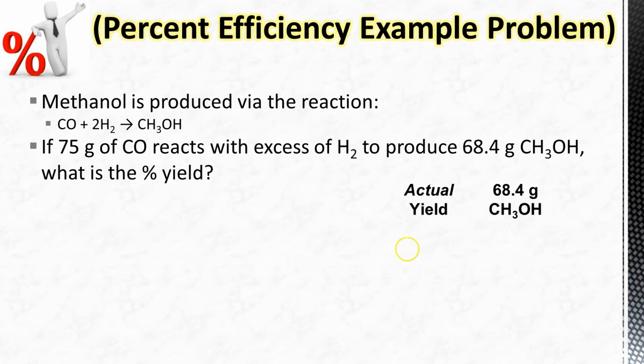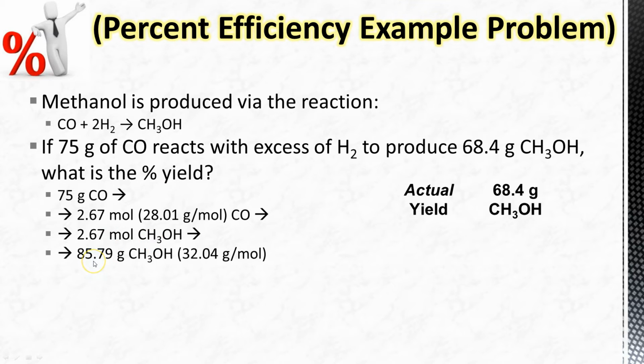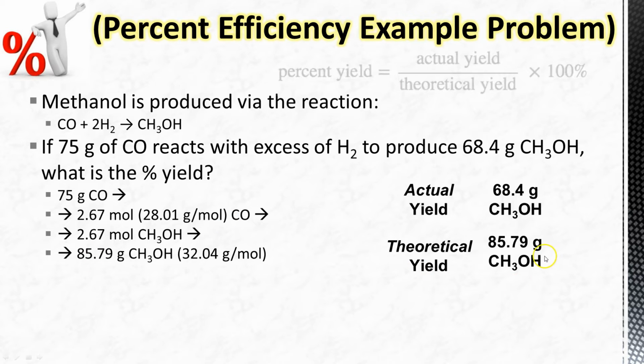I'm going to divide that by what I could have gotten. So to figure out what I could have gotten, I'm going to take 75 grams of carbon monoxide. That works out to 2.67 moles of carbon monoxide. Now, for every 1 mole of carbon monoxide, I have 1 mole of methanol. So that's going to work out to be 2.67 moles of methanol because I have a 1-to-1 molar ratio. 2.67 moles of methanol works out to be 85.79 grams of methanol. So my theoretical yield is going to be 85.79.